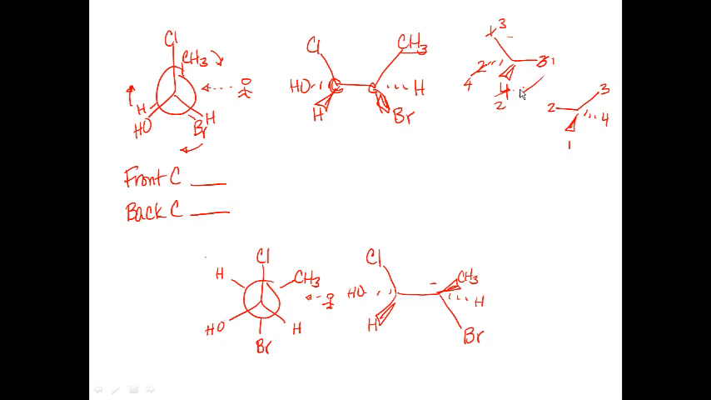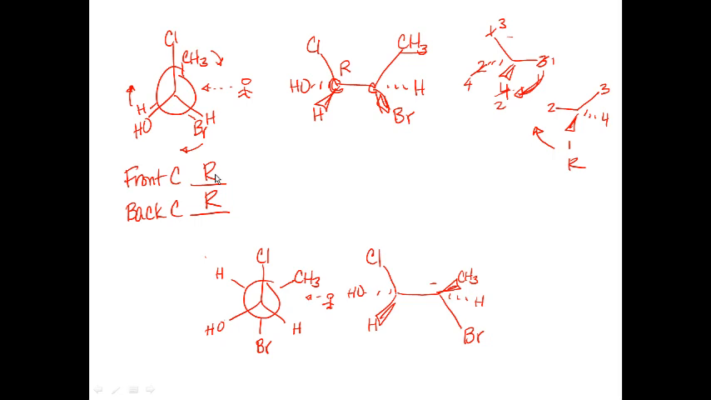Going from 1 to 2 to 3 now is clockwise, so that's the R configuration, which means that the front carbon had the R configuration. For the right-hand carbon, which was the back carbon, 4 is already pointing away from me, so going from 1 to 2 to 3 is clockwise, so it's the R configuration. So I get R and R.